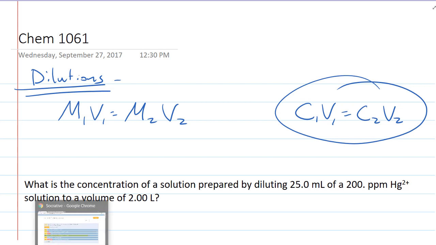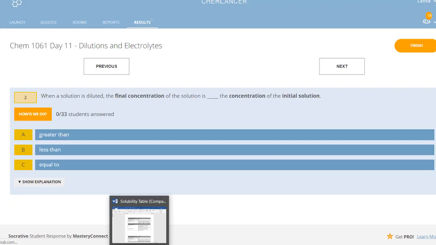So real quick question before we begin, because it's real important as you evaluate your answers. You want to always ask if your answers make sense. So if you dilute a solution, the final concentration of the solution is blank compared to the concentration of the initial solution. So think about this. If you need to ask a neighbor, that's all right.